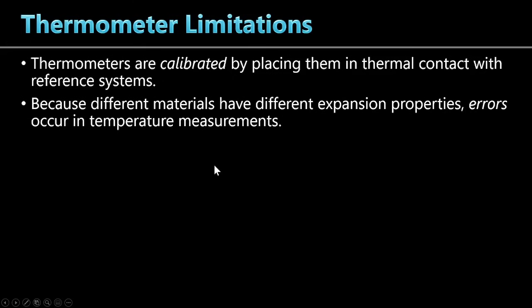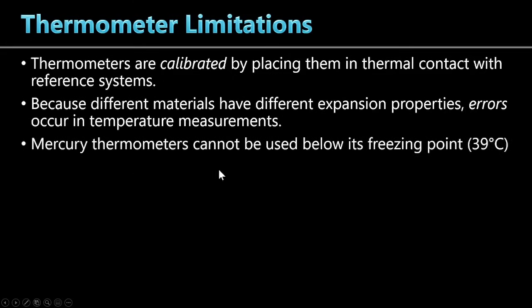Yung limitation ng mercury, halimbawa, mercury thermometers cannot be used below the freezing point, no? So, why is this 39 degrees? This should be negative. So, mercury freezes at negative 39 degrees Celsius. Mercury thermometer is useless once the mercury has been frozen. So, hindi mo na siya magagamit at temperatures below negative 39 degrees, right?